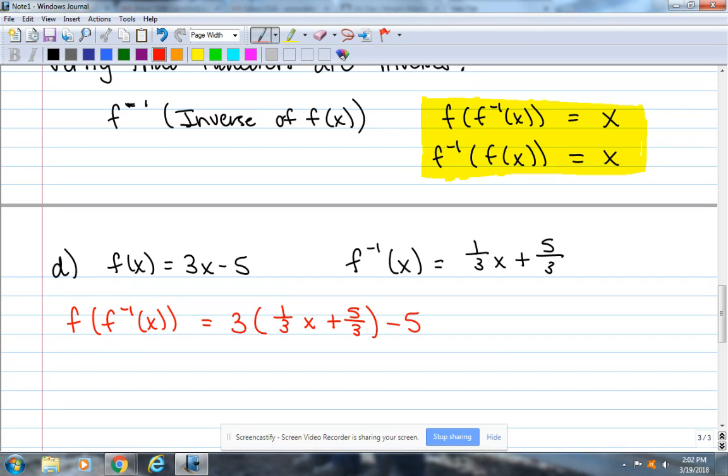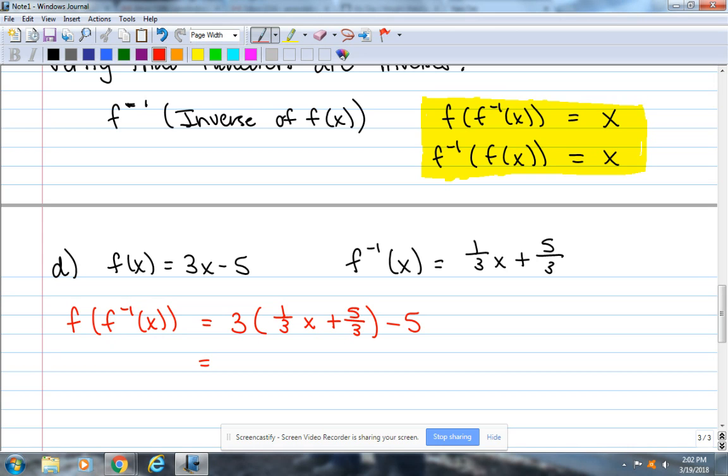Okay, so these are absolutely requiring work, mathematical work on our paper. That's what verify means. You have to prove that you checked it. Okay, so we're going to simplify this. That means we're going to distribute. Y'all, what's 3 times 1/3? Y'all, this is easy. What's 3 times 1/3?